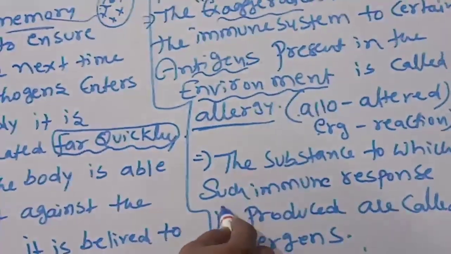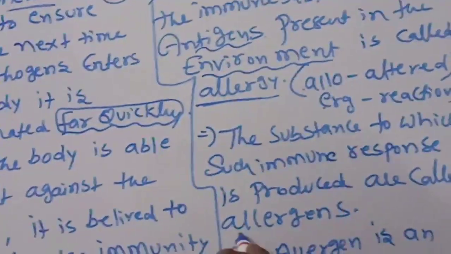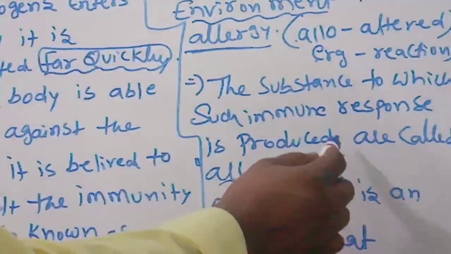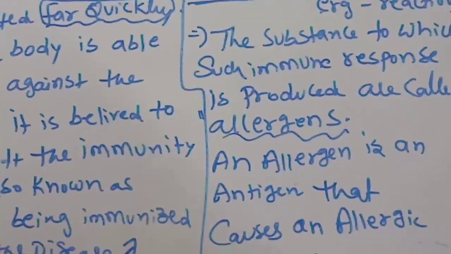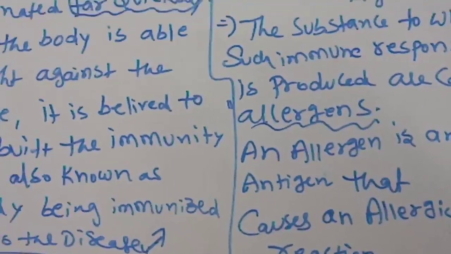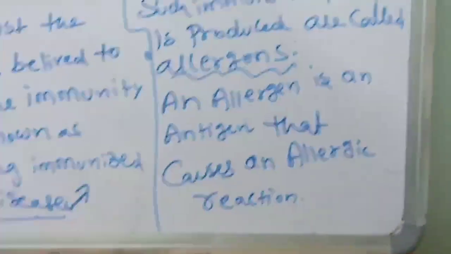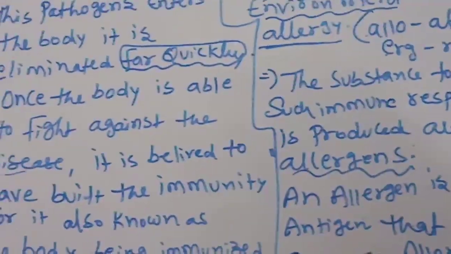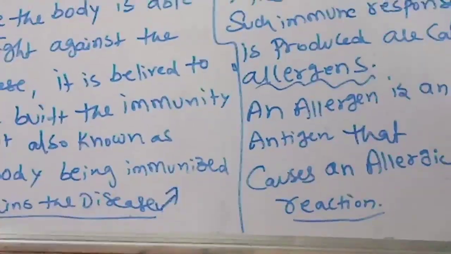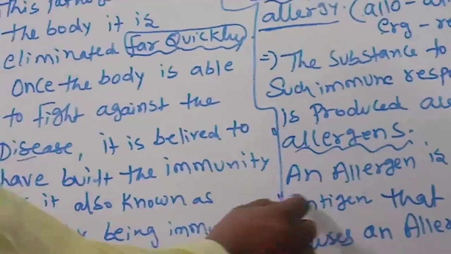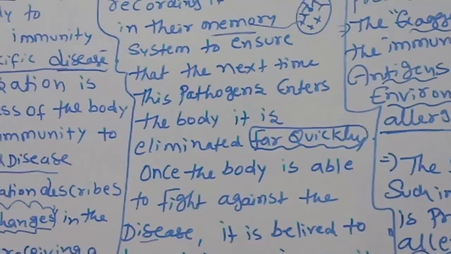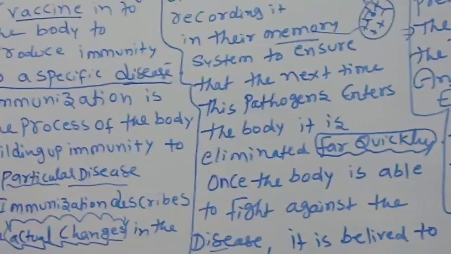The substances to which such an immune response is produced are called allergens. Allergens are the ones which cause allergy. An allergen is an antigen that causes an allergic reaction. So an allergen is a foreign substance or foreign particle that causes an allergic reaction. Are you following, children?